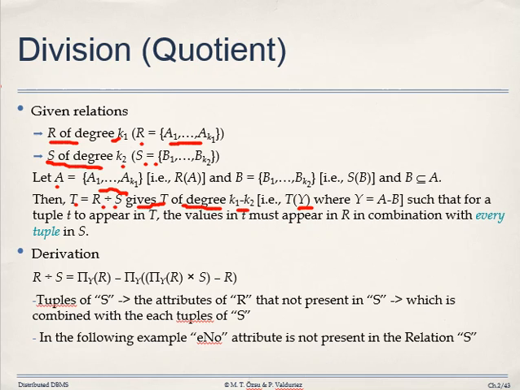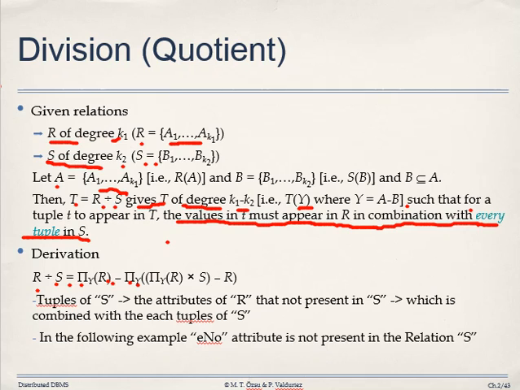A is an attribute set such that for a tuple T to appear in the result, the value in T must appear in R in combination with every tuple in S. Okay, so the derivation of the division or quotient symbol: R divide S, or quotient, is the projection of R minus the projection Y.